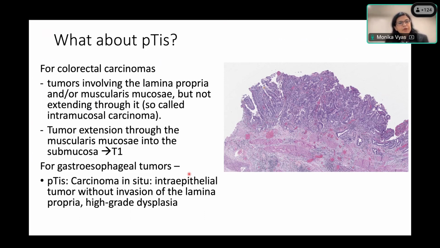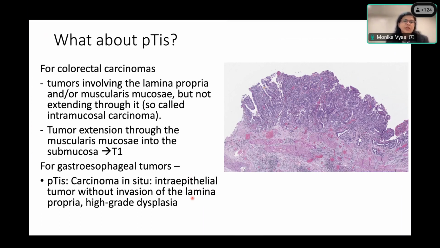In the upper GI tract, the lamina propria does have lymphatics. So involvement of the lamina propria or muscularis mucosae is not considered pTis. It is staged as pT1a, as we saw in the previous slide. And pTis only means intraepithelial tumor without invasion of lamina propria.